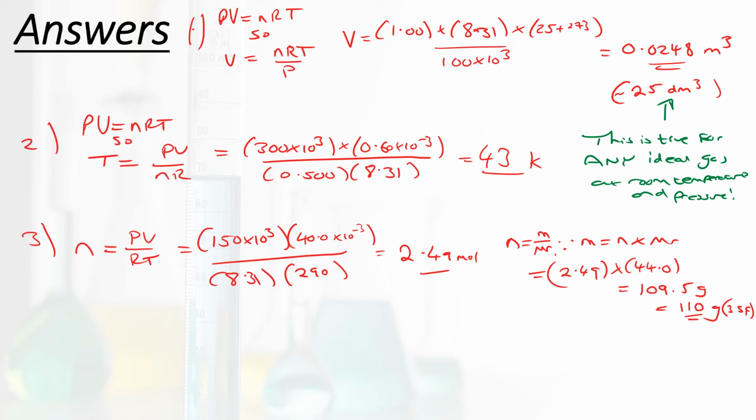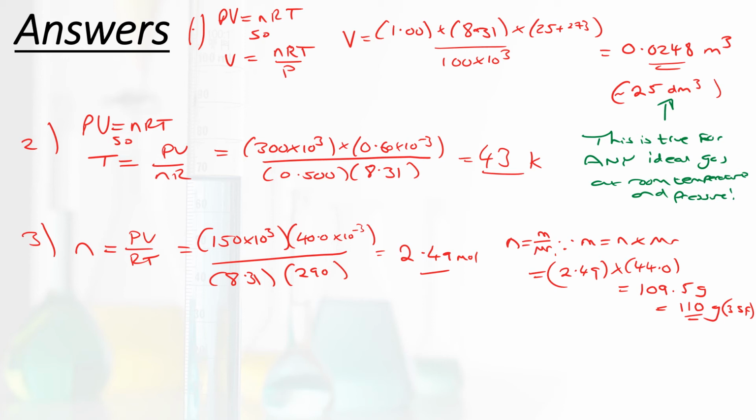We have our volume as 40 decimeters cubed, so again we have to divide by 1,000 to convert that into meters cubed, or times by 10 to the minus 3, it's the same thing. And then we had 150 kilopascals, which we have to times by 1,000, or 10 to the 3. By putting all those numbers in, we end up with a mole value of 2.49.